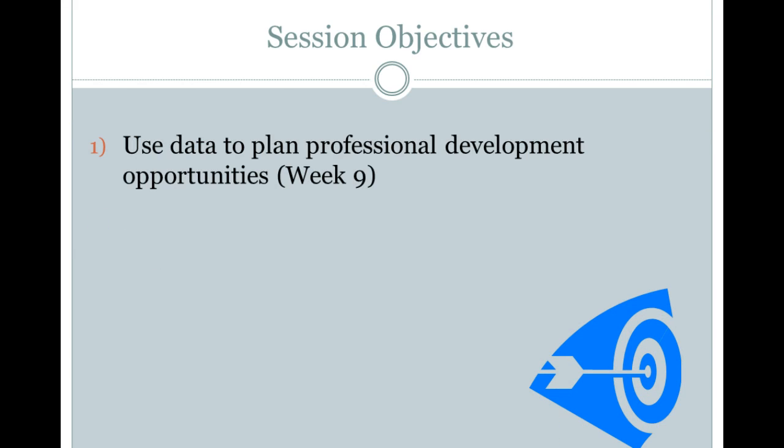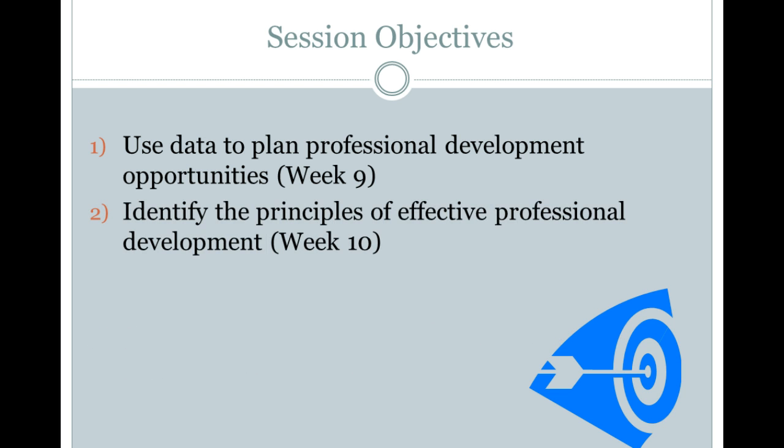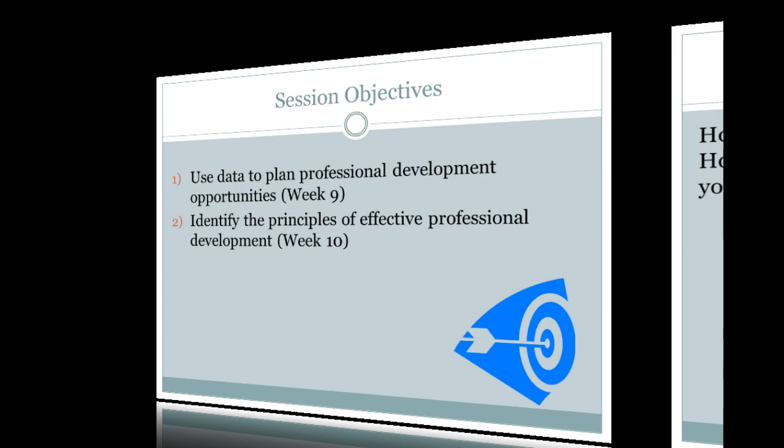So hopefully you've begun thinking about the data that you have in front of you from your assignment number 3 and how you can use that to propel the staff forward in a focused area or goal for professional development opportunities. And we've talked a little bit about different principles of effective professional development that can help you think of the best way to deliver professional development and make a plan for your school site.